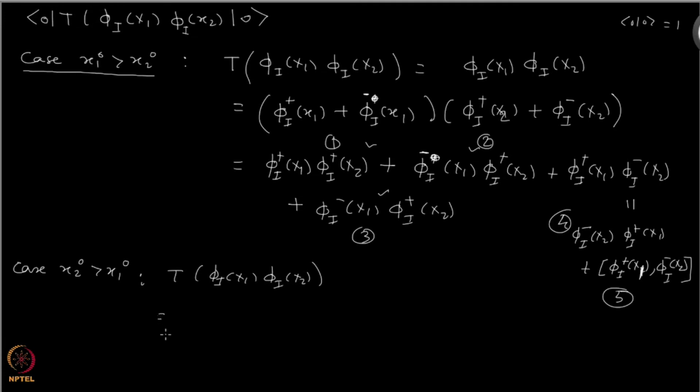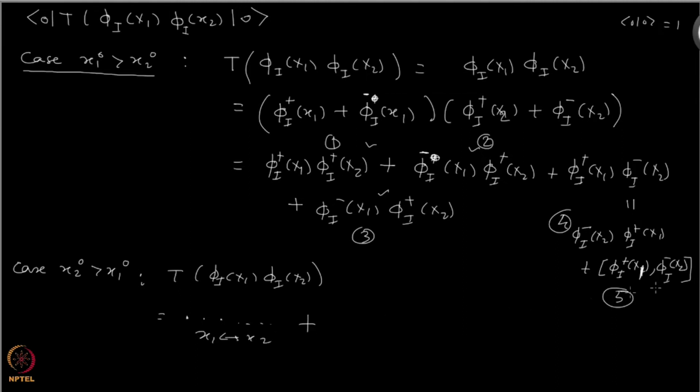And what would you get? You will get the same thing with x1, x2 interchanged, right? But still the operators which kill the phi pluses will be on the right and phi minuses will be on the left, and the difference will come in this commutator piece. Okay, so you'll get exactly the four terms as before with x1, x2 interchanged.